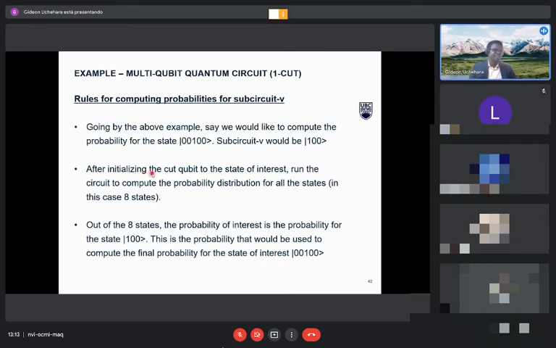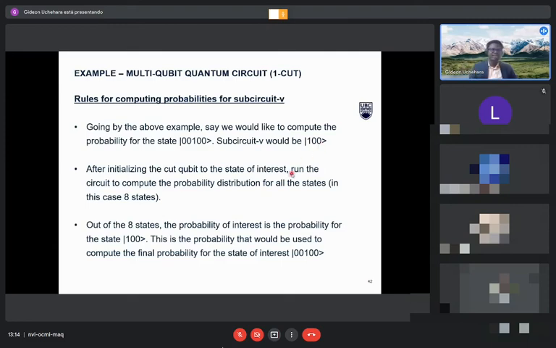So we have to initialize the cut qubit to the state of interest and run the circuit to compute the probability distribution for all the states. Because these are for subcircuit V, there are 3 qubits here, so out of the 8 states, if we initialize the cut qubit to the 0 state, the 1 state, the plus, or the plus I state, any one we choose at the time, we take the measurement and find the probability distribution. We are guaranteed to get the probability distribution for 8 different states.